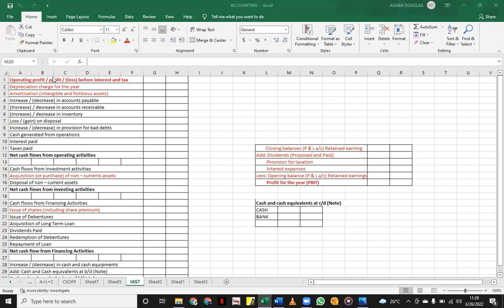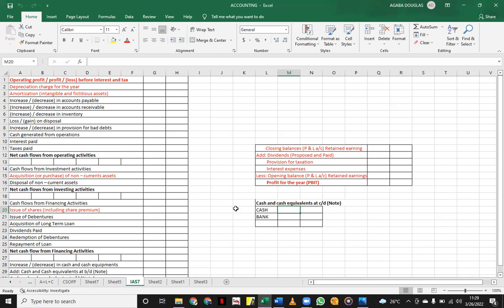Because for us to arrive at the net profit for the year, we have to less dividends that were proposed and paid, the provision for taxation, and then the interest expenses. And then we have to add back the balance that was brought forward as regards the retained earnings. But because we want to work backwards to arrive at the profit for the year before interest and tax, we have to add back those provisions, and then we have to less the retained earnings that were brought forward. Now, that will help us to have our beginning value when we begin working out the number, like we'll be seeing in the next video.